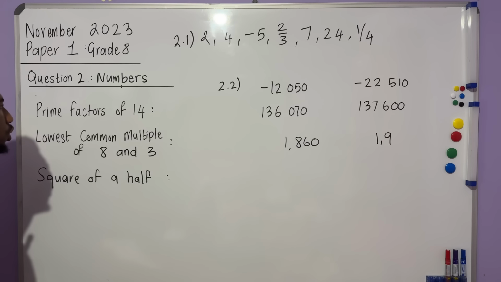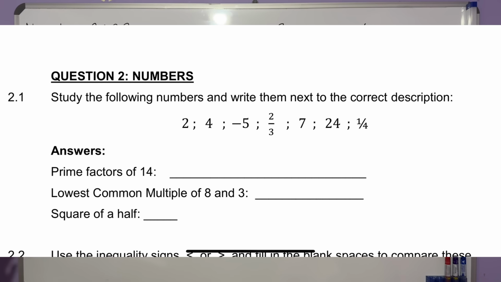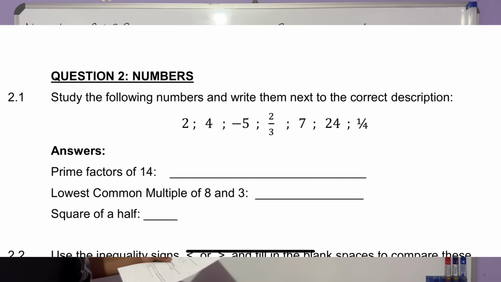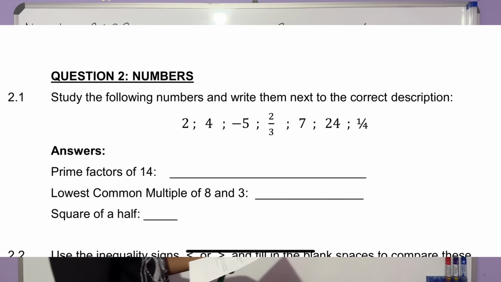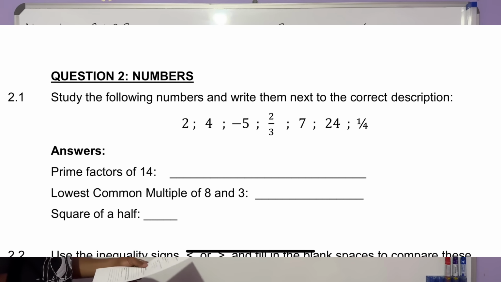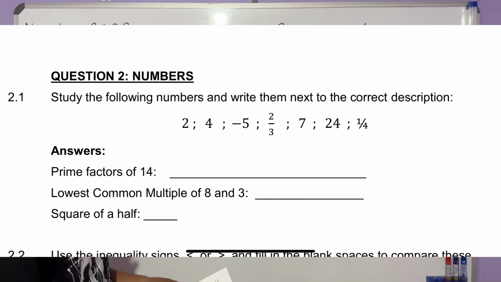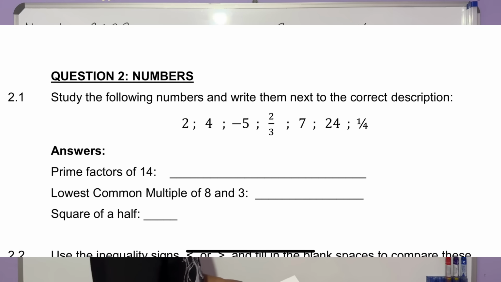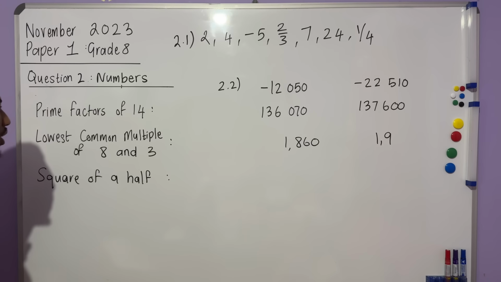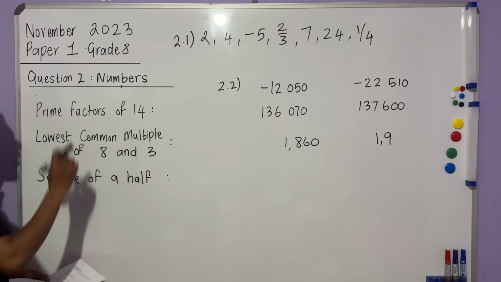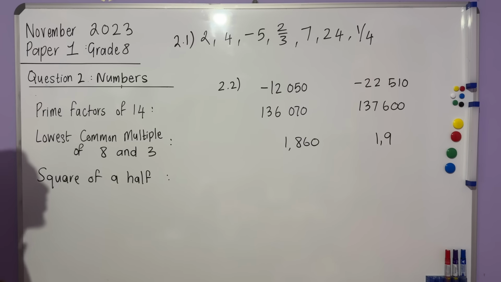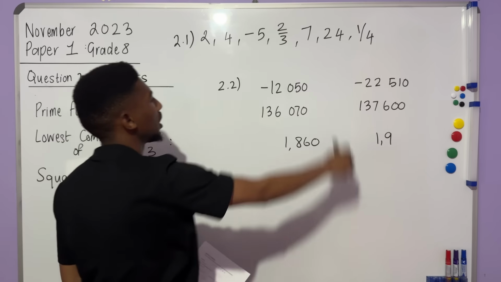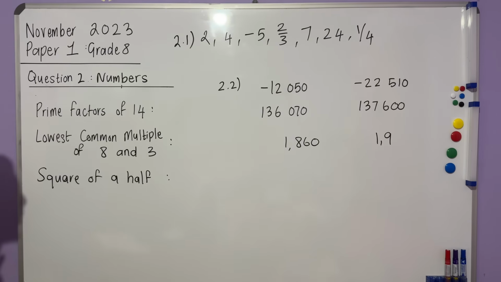Okay, moving on to question 2, dealing with the topic numbers. The question reads as follows: study the following numbers and write them next to the correct description. We have 2, 4, minus 5, 2 over 3, 7, 24, and 1 over 4. Let us look at the first one. The prime factors of 14. That just means which of these numbers can divide 14.